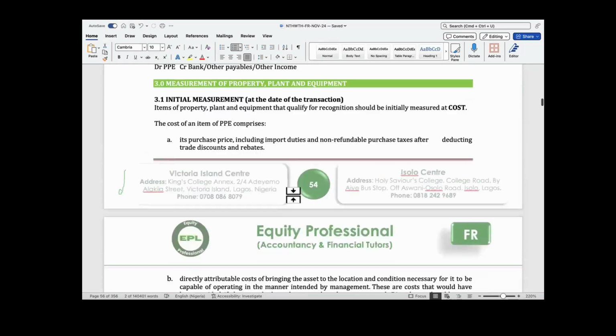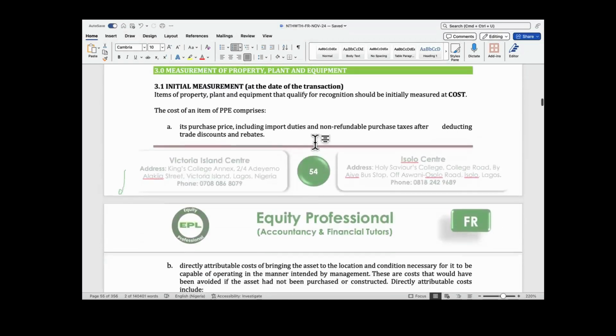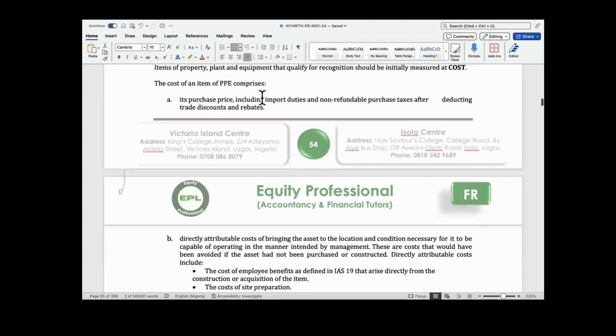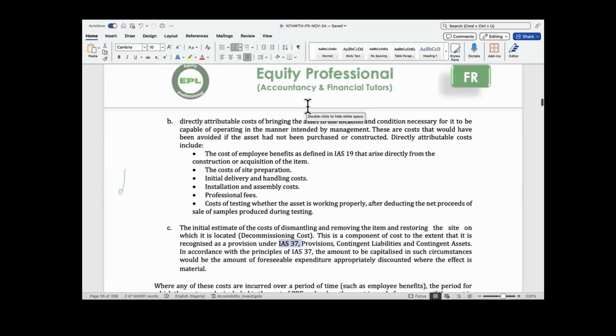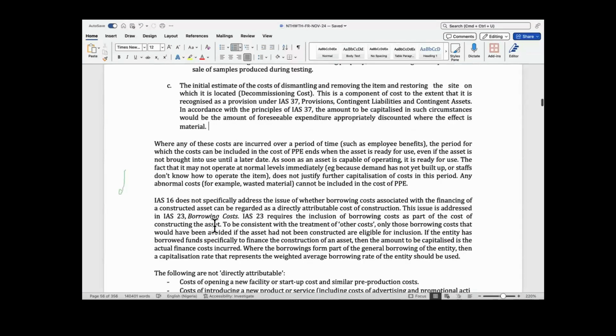Okay. So this is initial measurement. When we are talking about PPE, you need to know this: purchase price, import duties, VATs, deduct discounts, directly attributable costs. You need to remember all of this. Then the PV of this future cost. There is still more to this story, but I don't want to bore you with that now, because a lot of things happen later. I will get there later. But just know this, then we are good.